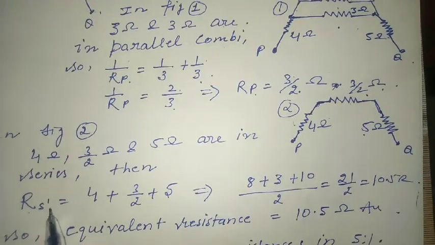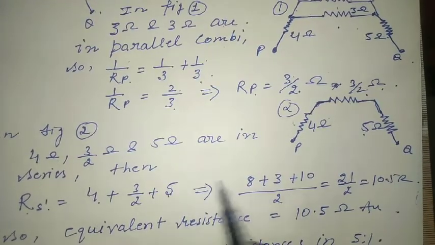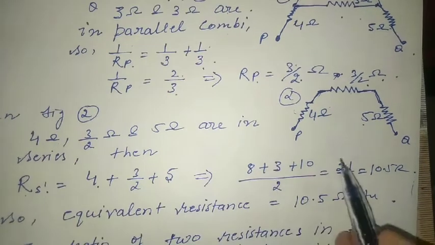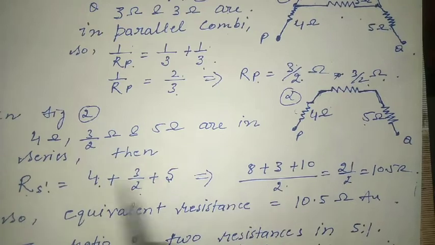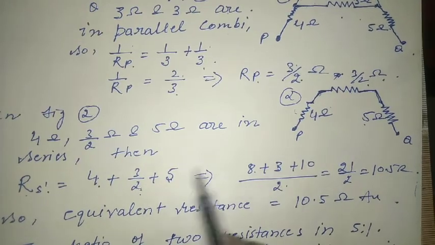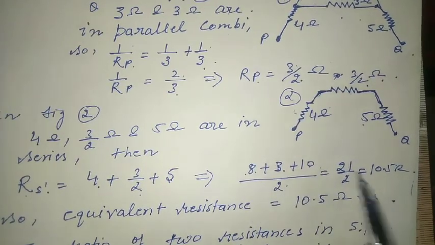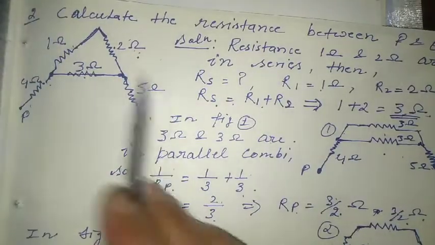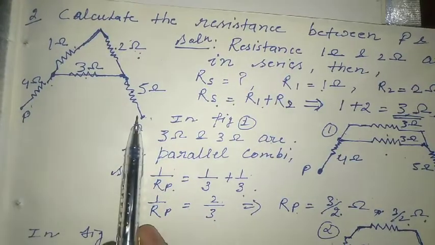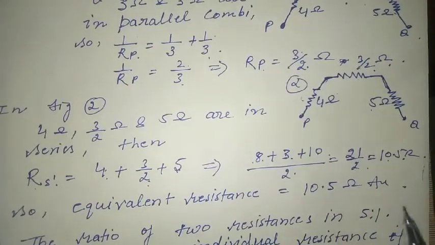Suppose this is R double dash. Their algebraic sum: we take the LCM, which is 2. 2 fours are 8, this becomes 3 and 10. So 8 plus 3 is 11, plus 10 is 21 upon 2, which is 10.5. So what is the equivalent resistance? It means the resistance between P and Q is 10.5 ohm.